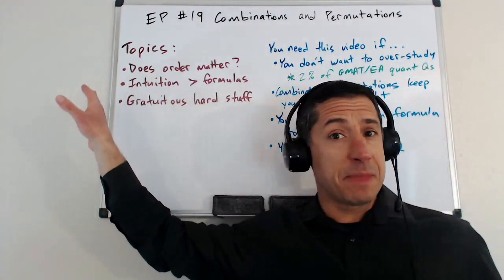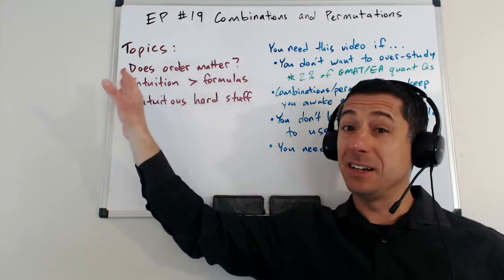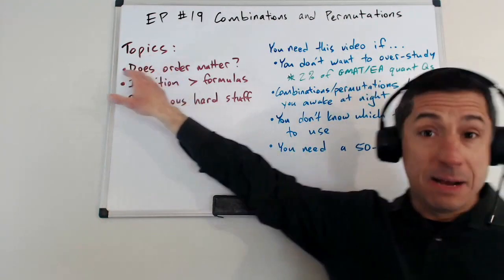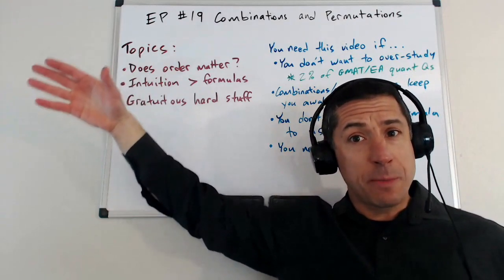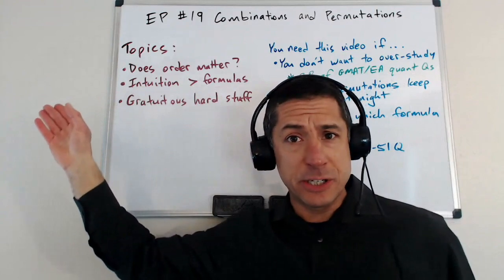So if your goal is something, let's say 47 or below on the GMAT quant, or virtually anything on the EA quant, we're going to cover the very, very basics. When does order matter? When does order not matter? When are formulas useful? When should you rely on intuition?